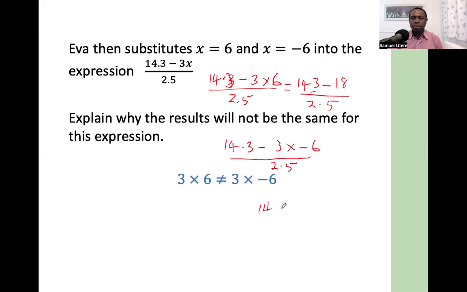This will be 14.3 minus, remember, 3 times negative 6 is negative 18. So this minus is still there, but 3 times negative 6 is negative 18. And then we divide by 2.5. Do you remember what we said? Two negatives next to each other, they are invisibly multiplying each other, will become positive. So you can see why your result will not be the same. It's a very important concept you need to know when you're using a calculator to do directed number calculations.